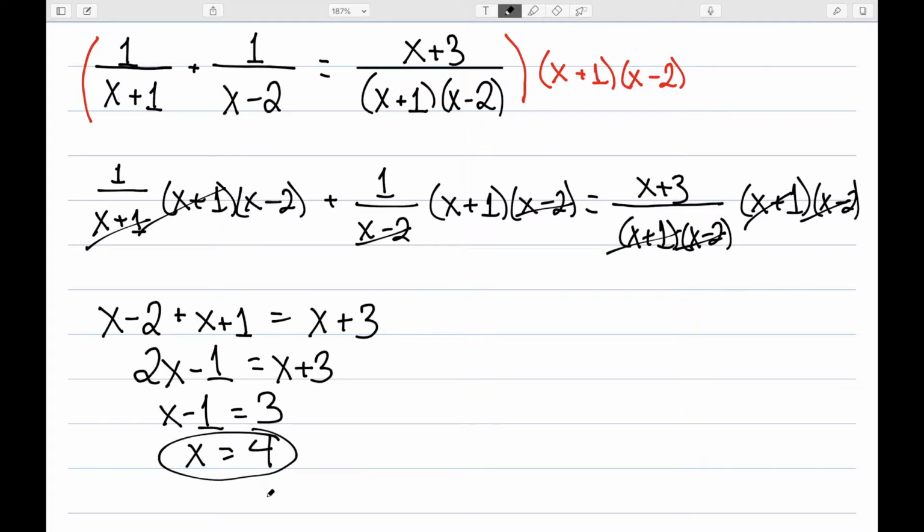So here's my solution. We do need to check, and really what we're checking is to make sure we never put 0 on the bottom of a fraction. So if x is equal to 4, I would have 1 over 5, which is fine, 1 over 2, which is fine, and then 7 over 5 times 2, which is fine. I never have 0 on the bottom, so this is a valid solution.